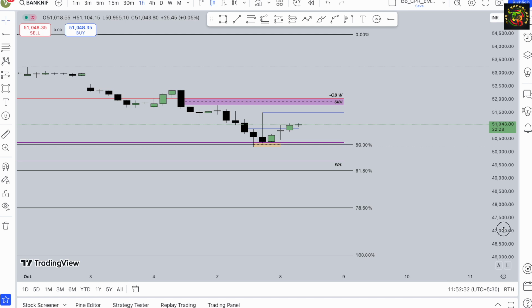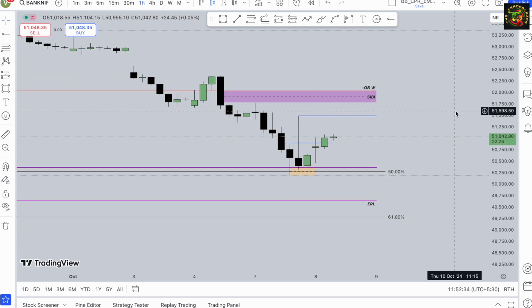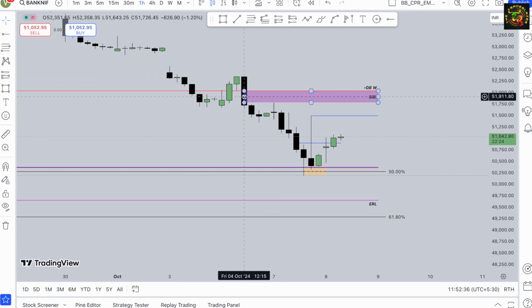Let's see the 1 hour time frame. In the 1 hour time frame I have this sell side imbalance or the fair value gap, and there is this order block coming as well, and we have the swing high marked over here.